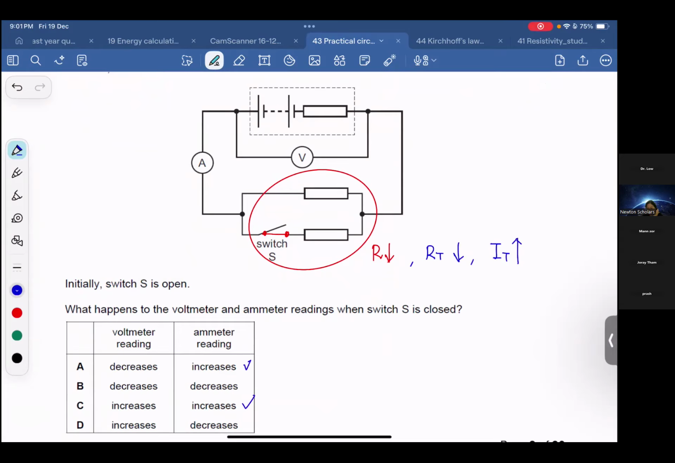Okay, then after that, what happened to your voltmeter? Voltmeter is actually E minus Ir. Okay, we just rearrange the formula. So your E doesn't change. This one is constant. Your overall current is higher, so this value Ir is a big value that increases. So this part, V, should be decreased. Answer is A.